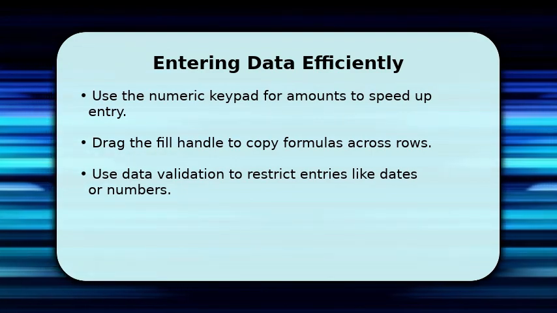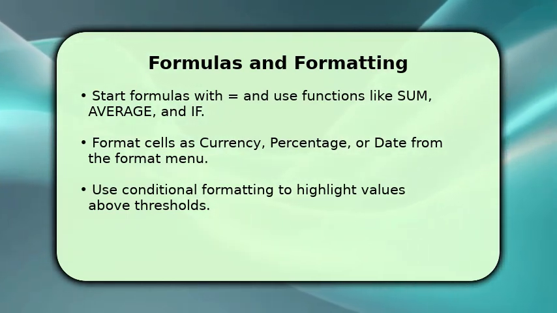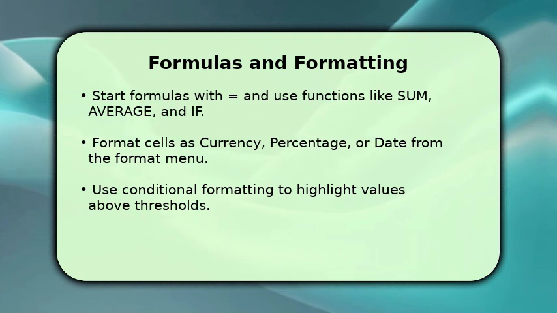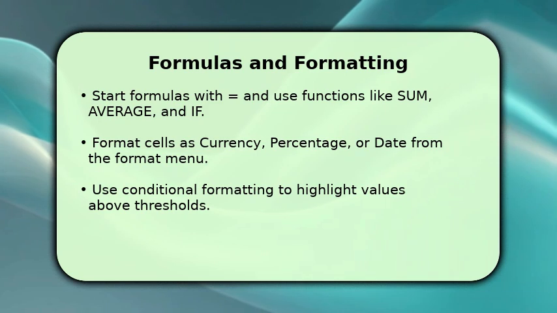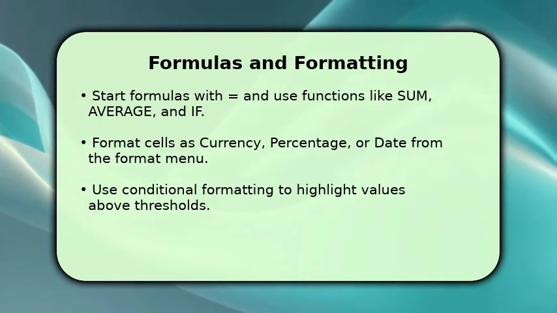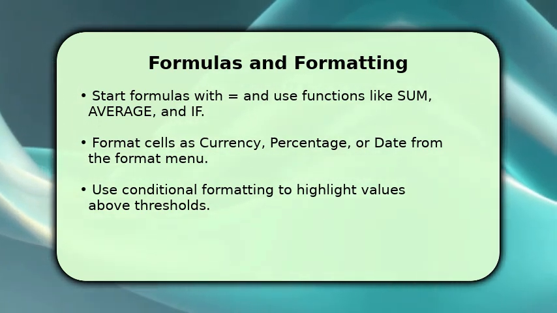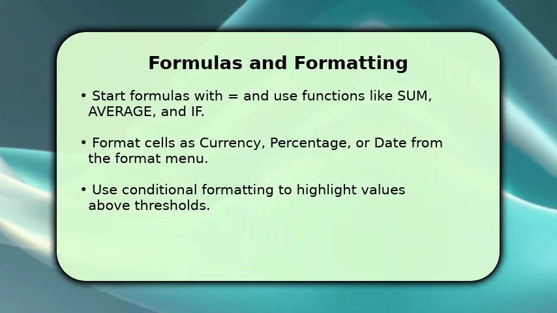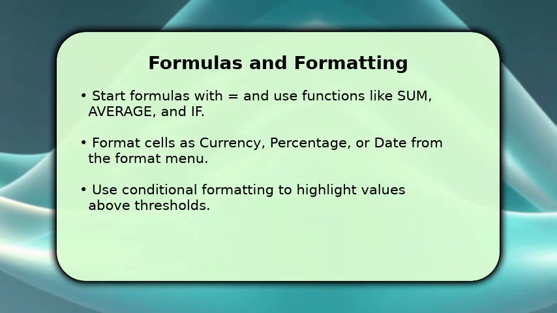Formulas and formatting unlock the power of spreadsheets on your phone. Begin formulas with an equals sign, use SUM for totals, average for means, and IF for simple logic, then tap the cell to edit. Format cells as currency or percentage to display values clearly, and apply conditional formatting to flag high or low numbers. I will walk you through creating a running total and making a clean, readable sheet.